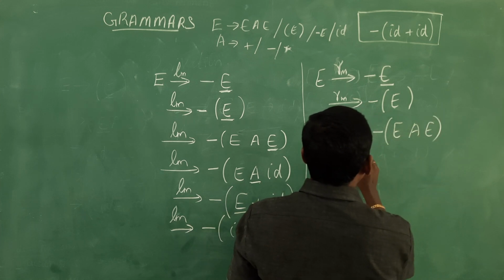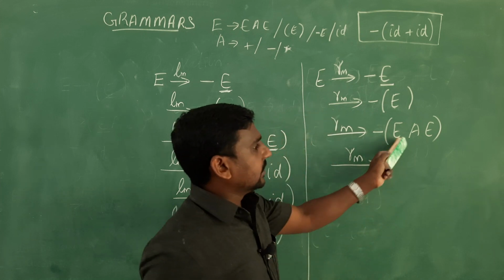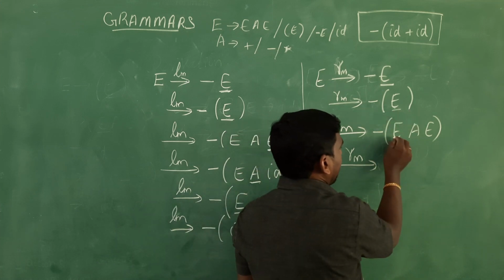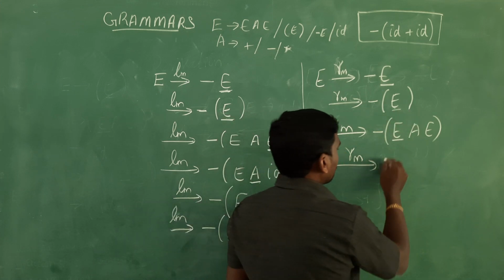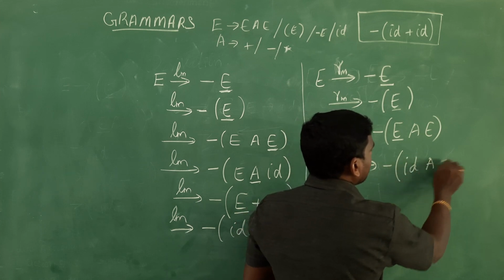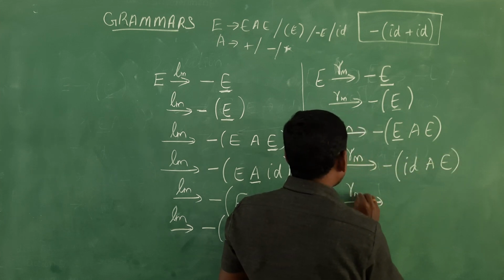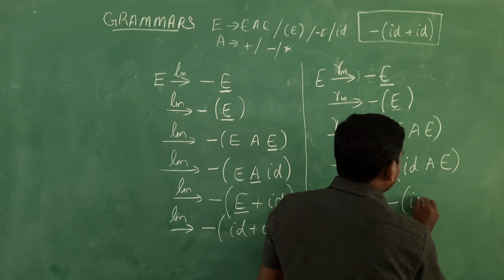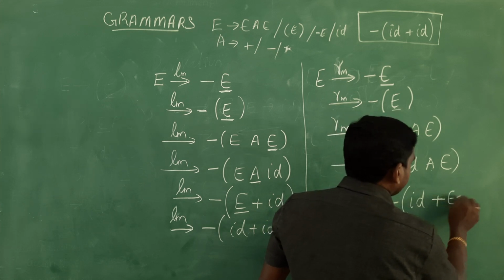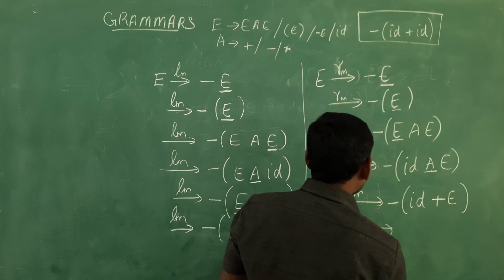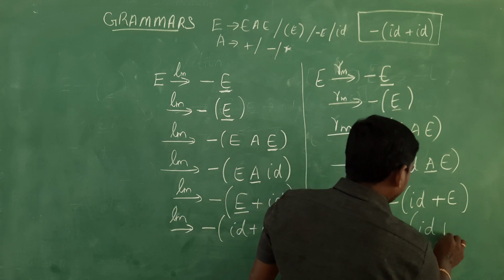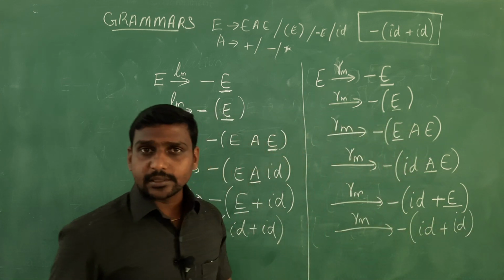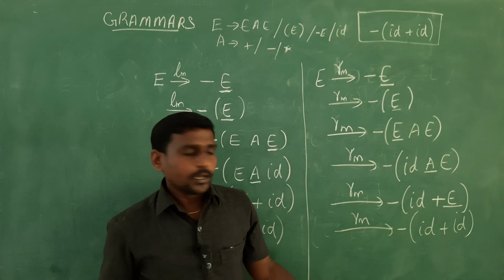Okay, RM rightmost derivation, and here which variable do you have to expand? Since it is a rightmost derivation, you have to expand this E from the rightmost. So minus open brace ID A E. Next, which one do you have to expand? This A we have to expand. So minus ID, and for A we put plus, and E. Since it is RM, which variable do we have to expand? ID plus, this variable you have to expand, ID. So finally I got the string minus open brace ID plus ID plus ID.